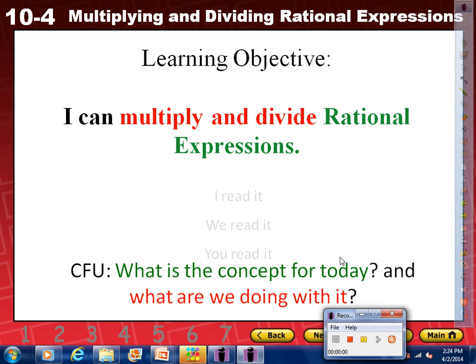Here we go. Our objective for today: I can multiply and divide rational expressions. Read together. 1, 2, 3. Multiply and divide rational expressions. So we're still on the same concept, which is rational expressions. But today we're going to be multiplying and dividing.